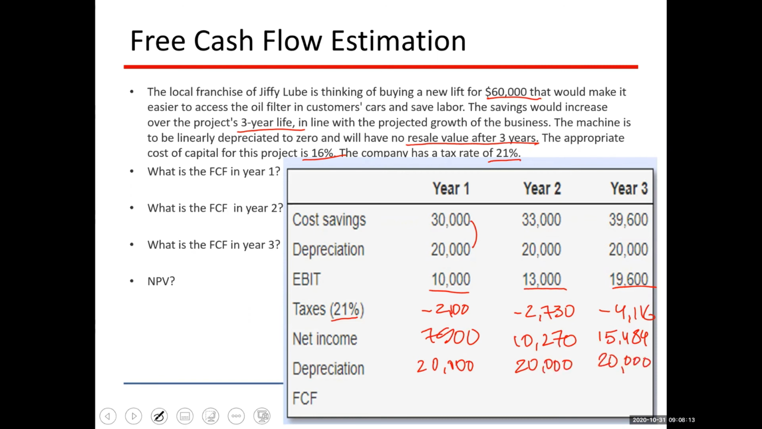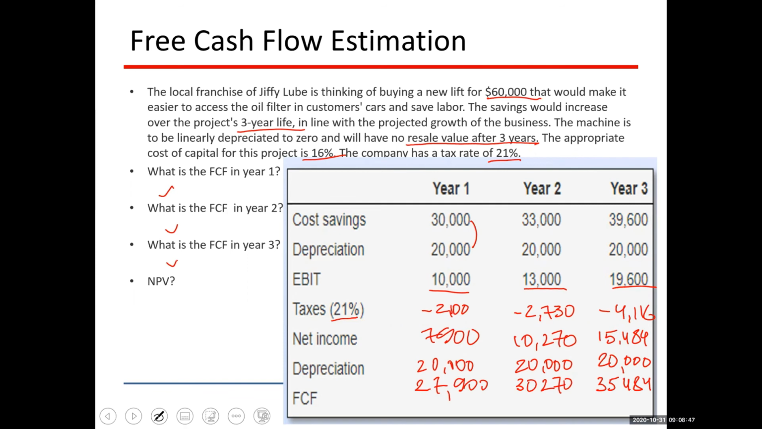And our free cash flow would be 27,900. Here it's 30,270. And the last one is 35,484. Right? So we've got these questions answered.